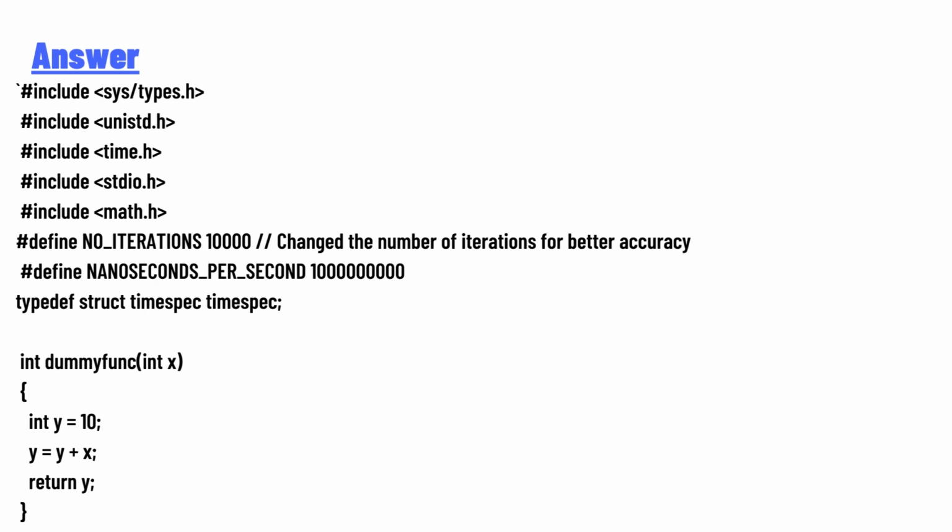Include sys/types.h, include unistd.h, include time.h, include stdio.h, include math.h. Define NO_ITERATIONS 10000. Change the number of iterations for better accuracy. Define NANOSECONDS_PER_SECOND.